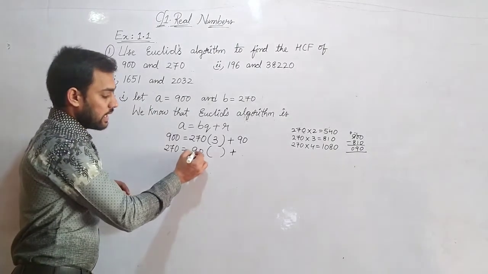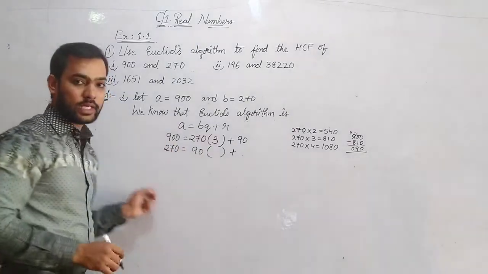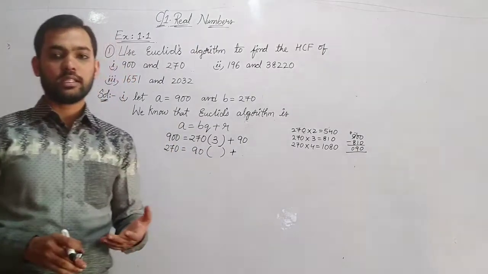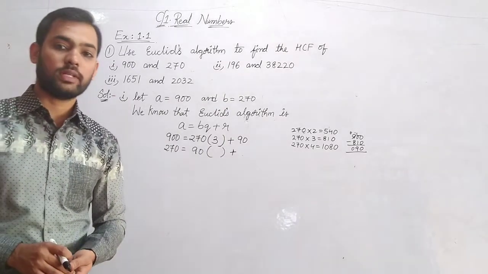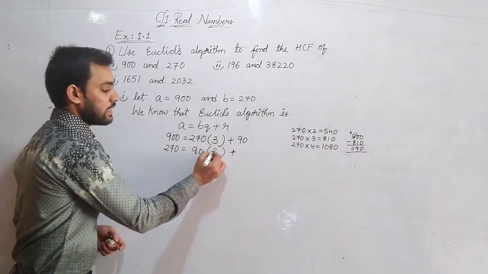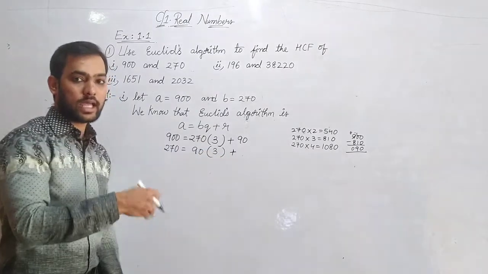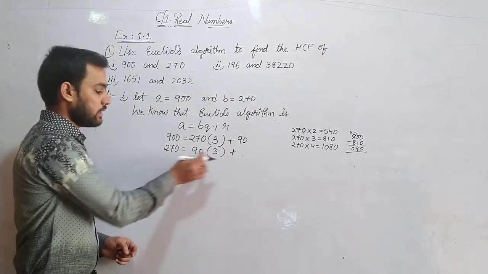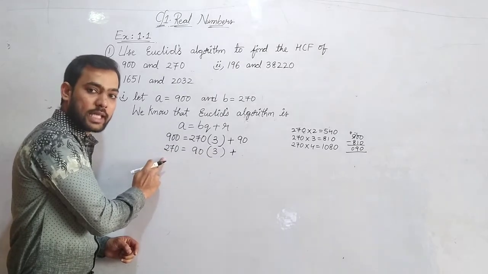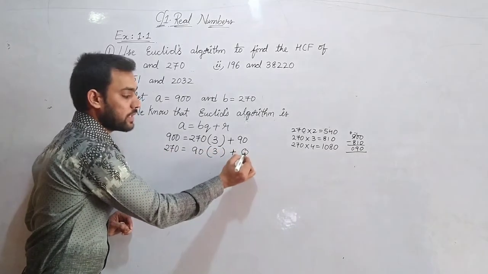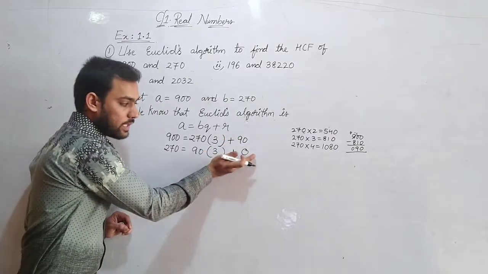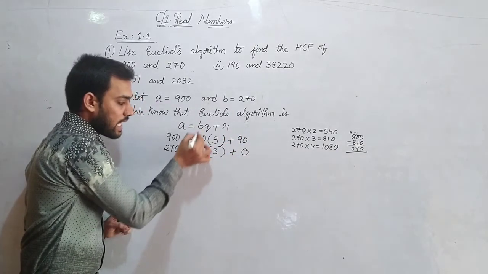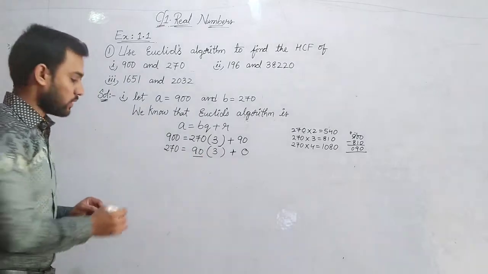So let us see now. We will check whether 270 comes in the 90 table or not. When you see the 90 table, 90 ones are 90, 90 twos are 180, and 90 threes are 270. So I got the exact number, which means the remainder is 0. So in the second step only we got the remainder as 0. Whenever you get remainder 0, that time this B value is the HCF.